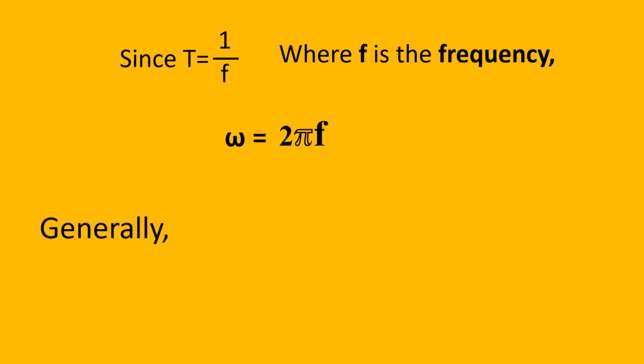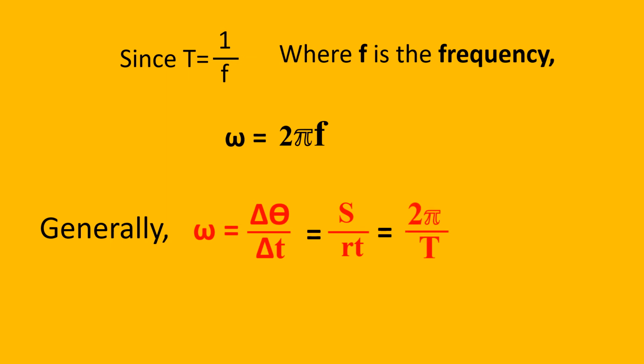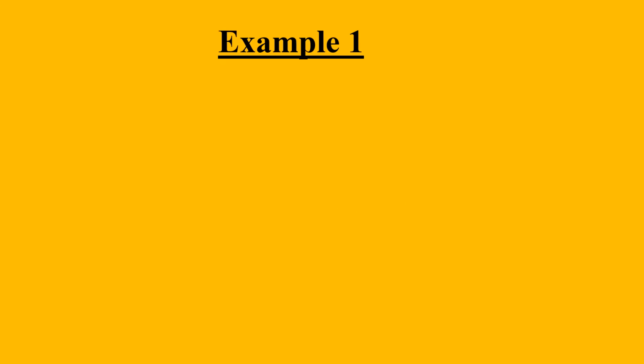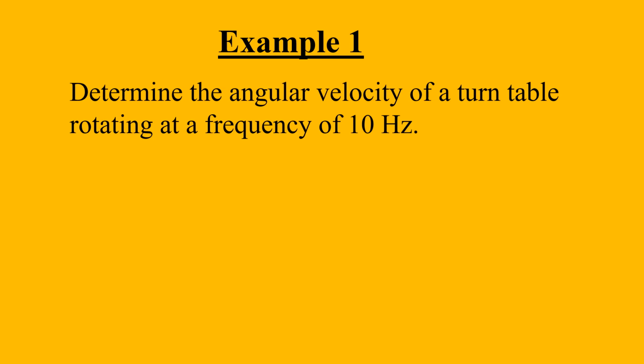So in general, combining all the formulas, we have omega equals delta theta over delta t, or s over r t, or 2 pi over capital T, or 2 pi f. All those formulas can be used in calculations. For example, let's look at some questions. Number 1, determine the angular velocity of a turntable rotating at a frequency of 10 Hz.